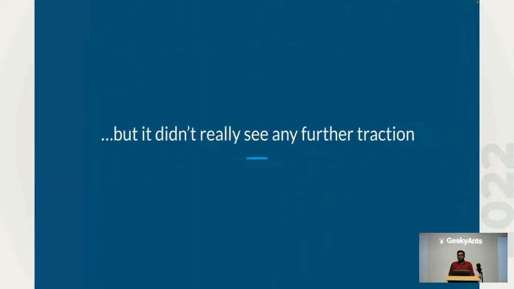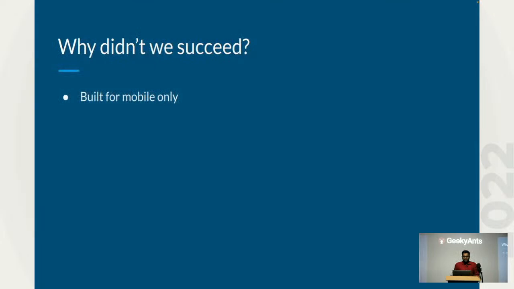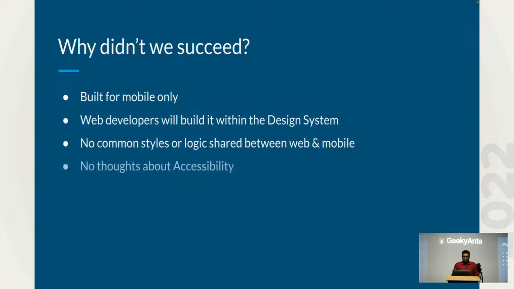But it just didn't see any further traction. It just died out after that. And we started wondering what went wrong. And when we started reflecting a little, we sort of understood why we didn't succeed. We built only for mobile. All the components that we built were only for React Native. We assumed that web developers will build it whenever they need it and add it to the design system. Even though we had React and React Native, we had no common way of sharing styles or logic between the two frameworks. We didn't think about accessibility at all. We didn't think about motion at all. We didn't think about whether or not we need animations or micro animations in our system.